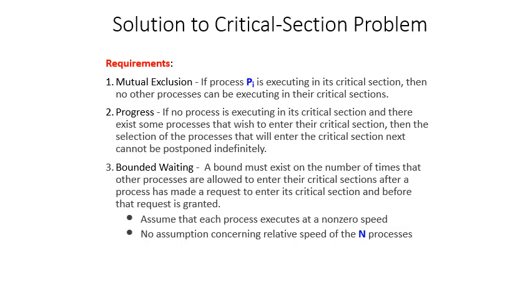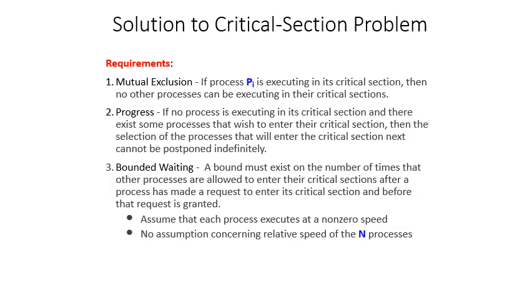Next is progress. Progress means if no process is executing its critical section and there exist some processes that wish to enter the critical section, then the selection of the process that will enter the critical section next cannot be postponed indefinitely. So if no process is executing, some process might enter into the critical section. Once one process has entered, the remaining processes cannot enter the same critical section.